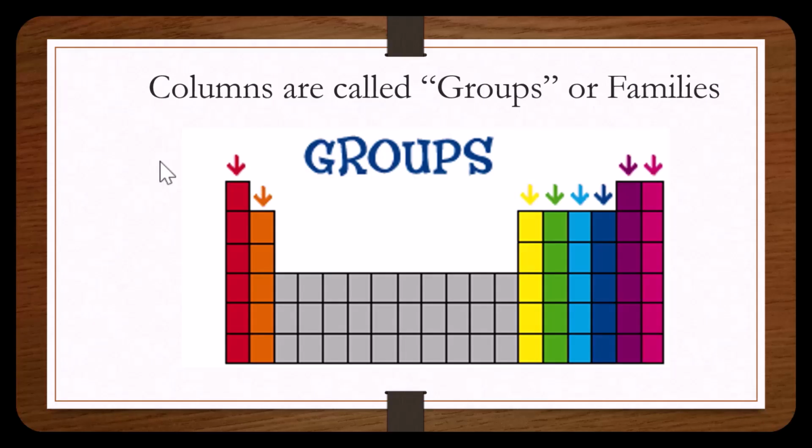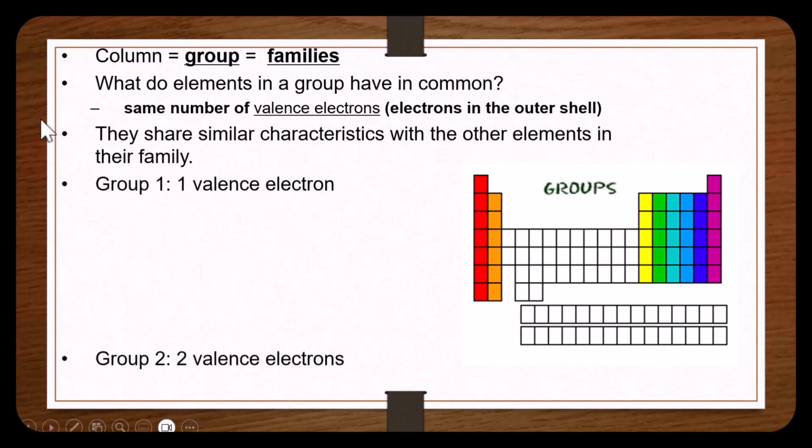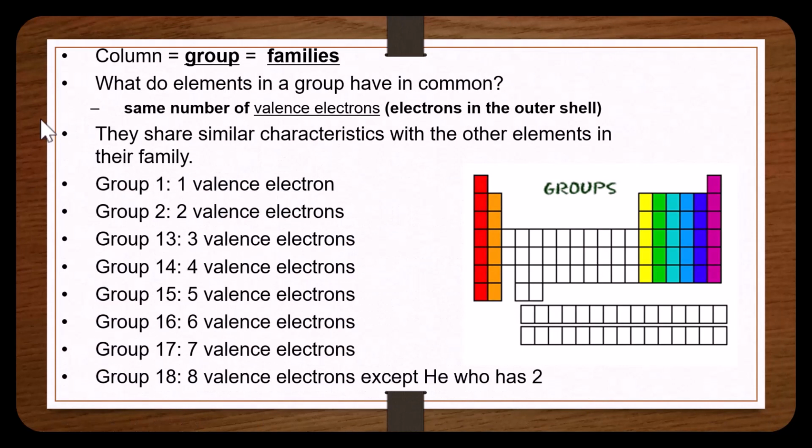The columns on a periodic table are called groups or families. These groups or families have the same number of valence electrons, or electrons in the outer shell. So this column would be column 1, so it would have one valence electron. This column is the second column, so it would have two valence electrons. Going all the way to the other side, this would be group 18, and this would have 8 valence electrons.